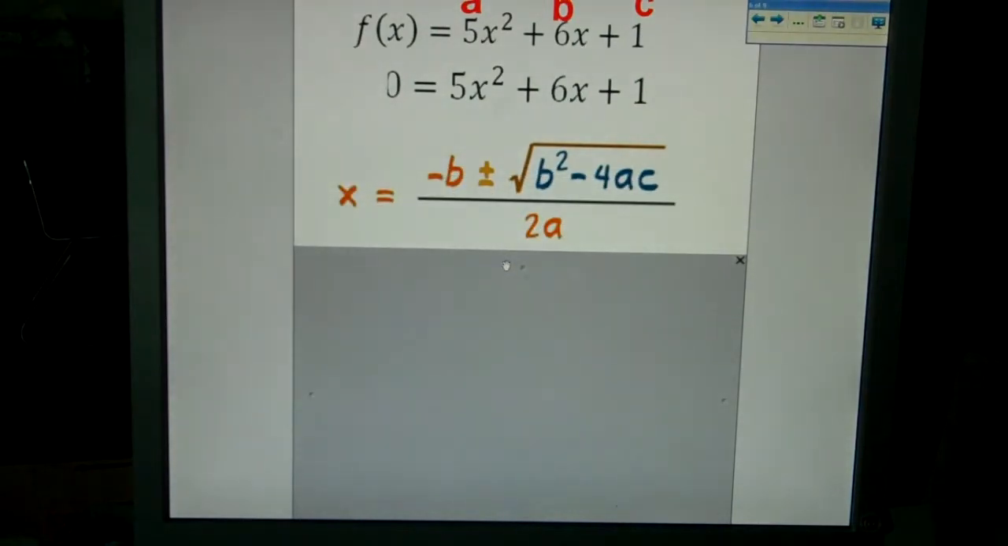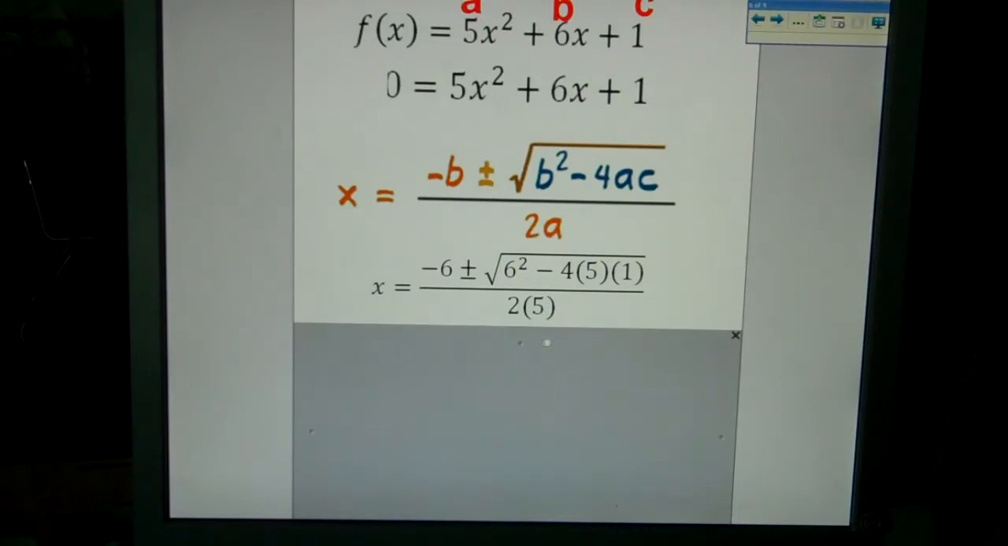We need that. Do you want me to sing it to you again? All right, I won't. Negative b plus or minus the square root of b squared minus 4ac all over 2a. Plug it in. Plug and chug. You got it? There it is.